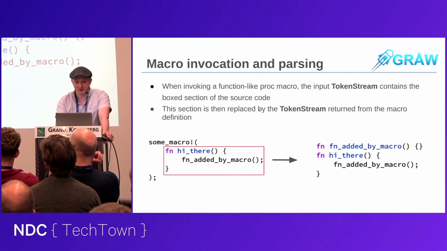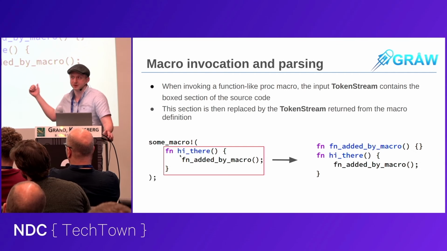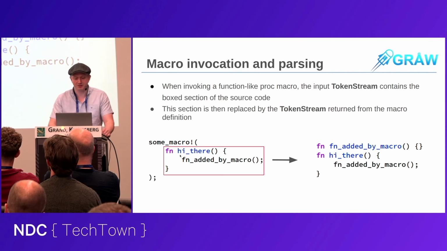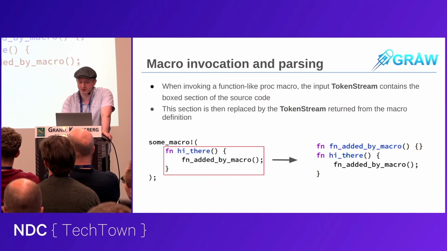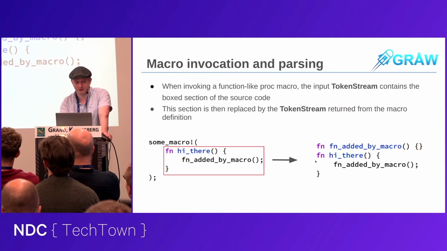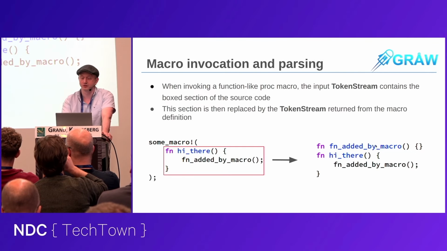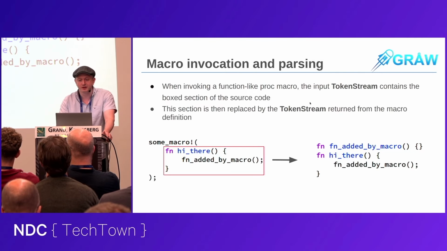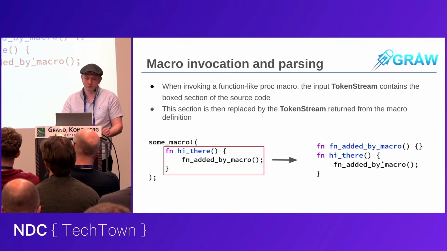And macro invocation happens like this. You call this function-like macro, and this block here is then the input token stream that we saw in the previous example. And that expands at compile time into this output here. So you can see it added this function, and then our function that we originally passed into the macro is added at the end, which calls the generated function. And all of this is resolved at compile time, so that you get compile errors if you do something wrong.